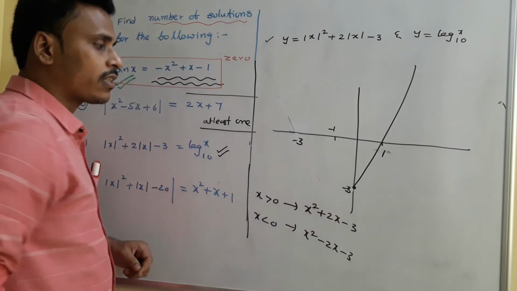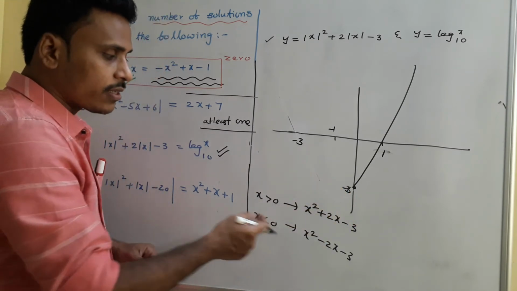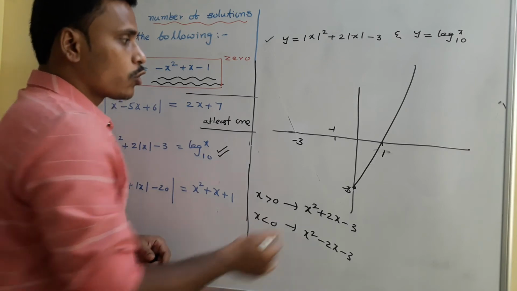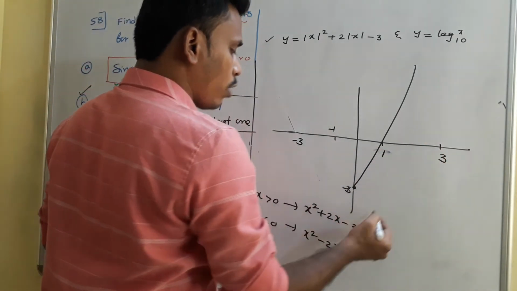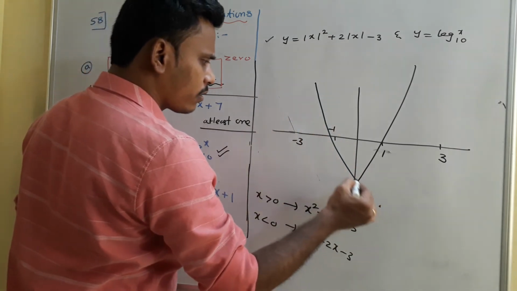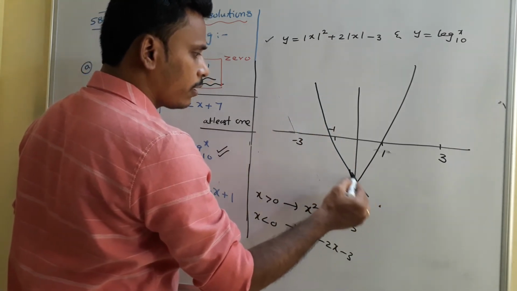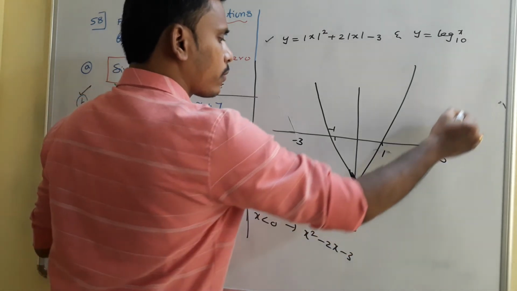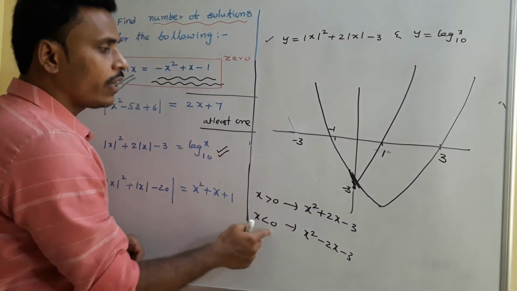And then think about x square minus 2x minus 3. Now it is x minus 3 into x plus 1. So minus 1 is one root, 3 is another root, and it has peak at 1. So when you sketch, the graph will be like this. Okay, it passes through the same minus 3. And we need to consider only the negative region.